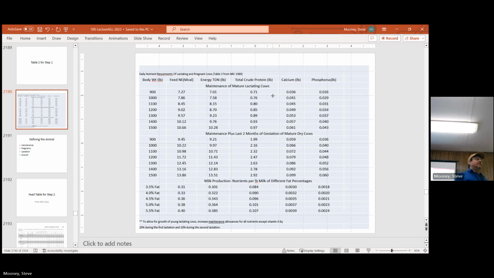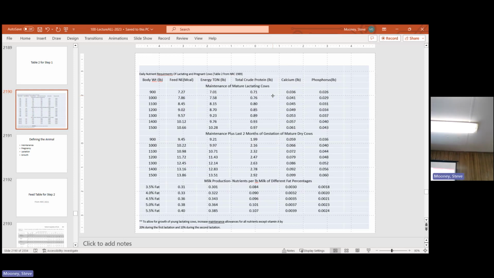Probably not the most accurate way to do it, but they're saying to take maintenance, multiply it by 10% to get second lactation growth, multiply it by 20% to get first lactation growth. So first lactation animals, we're gonna have maintenance, lactation, and growth. Mature cows, we're just gonna have maintenance and lactation. So we'll get to that next week or the week after, depending on how our cow is feeling.